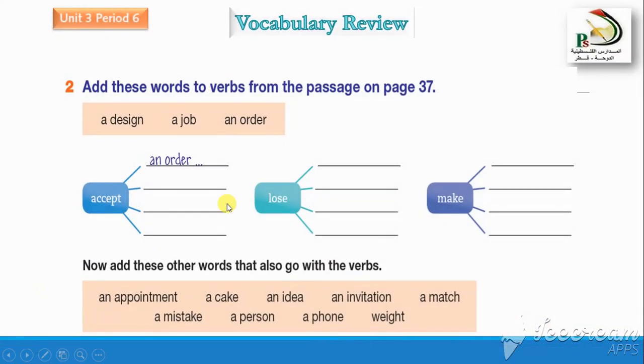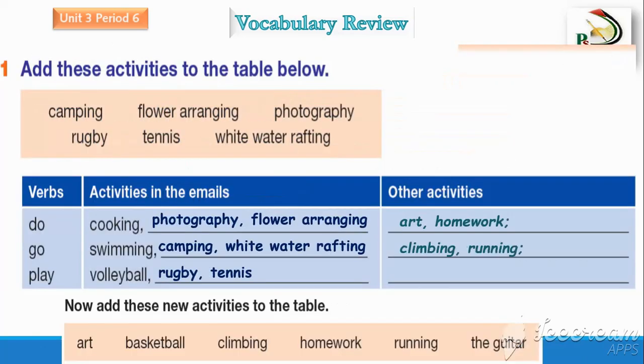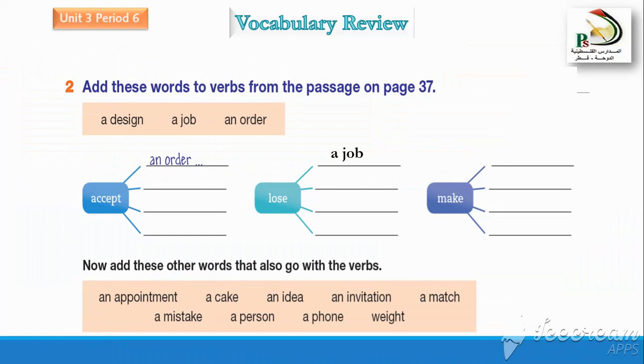The second activity, we add these words to verbs from the passage on page 37. We have 3 vocabs here: a design, a job, and an order. See, we accept an order. Joe's dad lost his job, and she made a design, right? So with these verbs, we use these vocabulary. We accept an order, we lose a job, and we make a design.